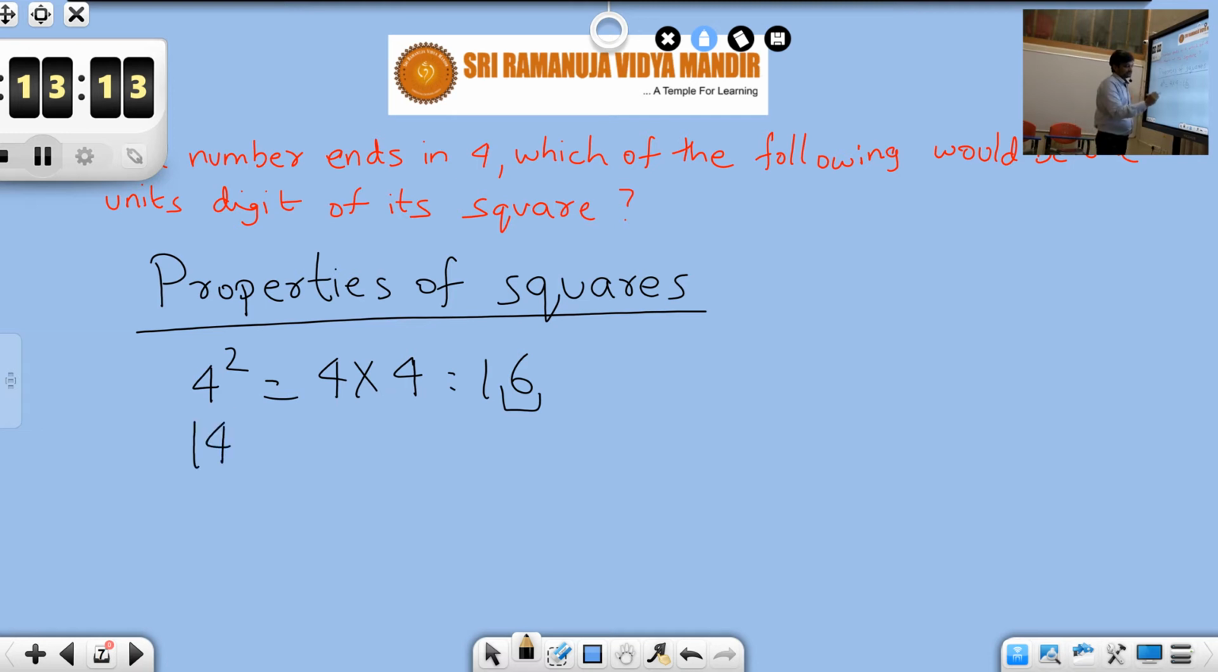Similarly, 14 square. 14 square means 14 into 14. As we have discussed, the units digit or the last digit would depend only on the last digits. So again, the last digit will depend on 4 into 4. 4 into 4 would obviously result in 16. So it ends in 6 itself. So if you look at the square of any number which ends in 4, its square would always end in 6.